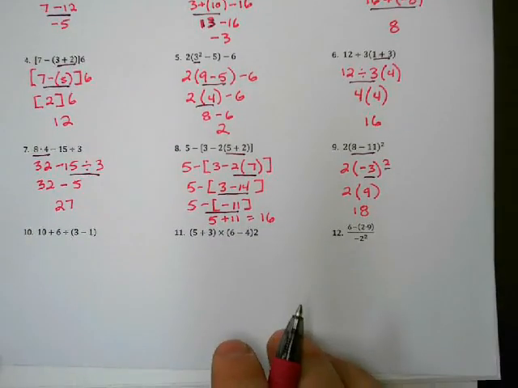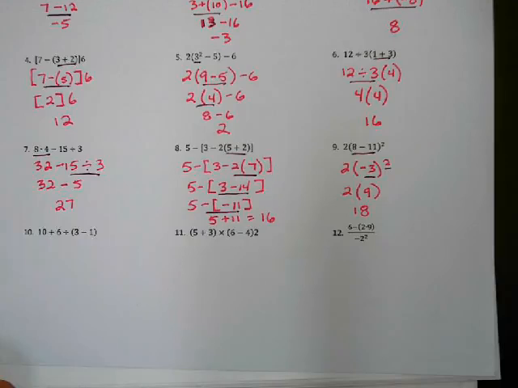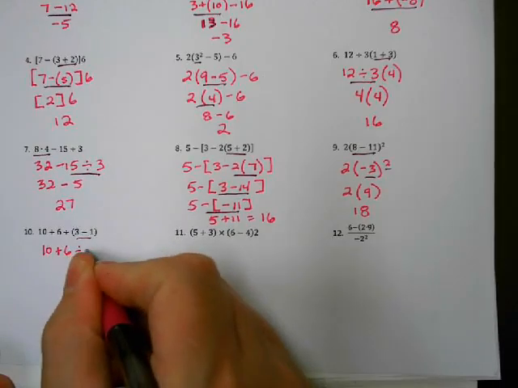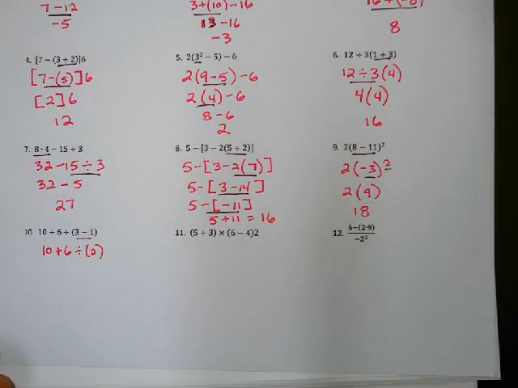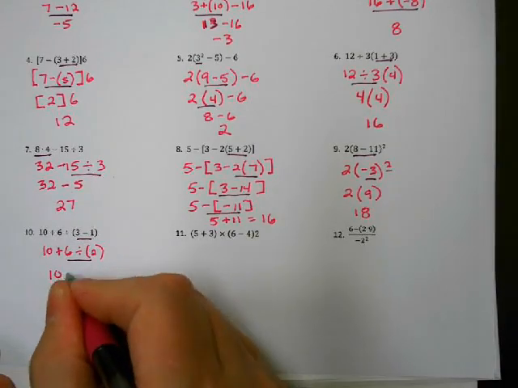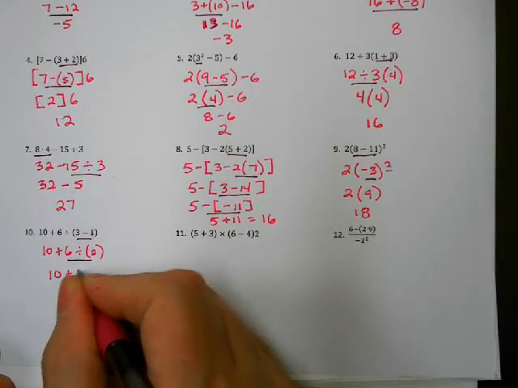All right, next operation. There we go. Parentheses first. 10 plus 6 divided by 2. Next operation, division comes before addition. We've got 10 plus 6 divided by 2 is 3. 10 plus 3 is 13.